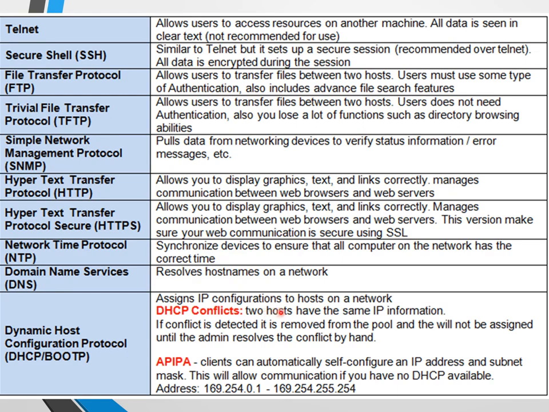It assigns IP configuration to hosts on a network, that is DHCP. Conflicts will occur when two hosts are assigned the same IP information. If a conflict is detected, the address is removed from the pool and will not be assigned until the administrator resolves the conflict by hand.